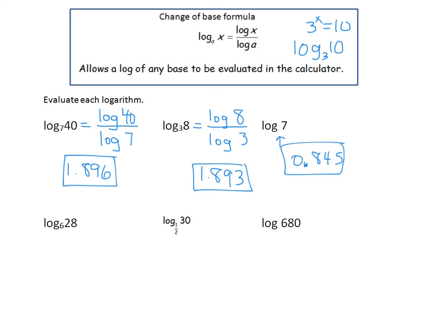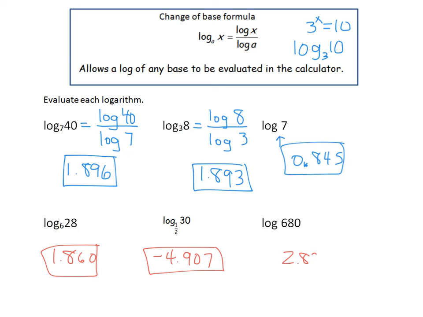All right, go ahead and try the next 3 on your own and then check back to see how you did. I will provide the answers. Let me know in class if you didn't have the correct answers. Okay, the answers for those 3 are 1.860, negative 4.907, and we can definitely talk about that one in class if you need to. And this one, log of 680, that's already in the common log, and we can just type that into our calculator, and it's 2.833.